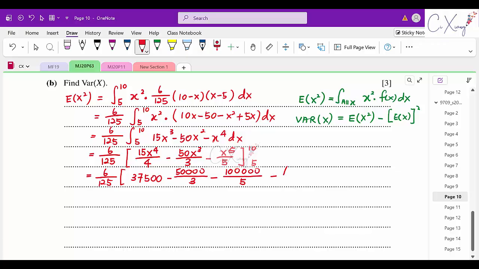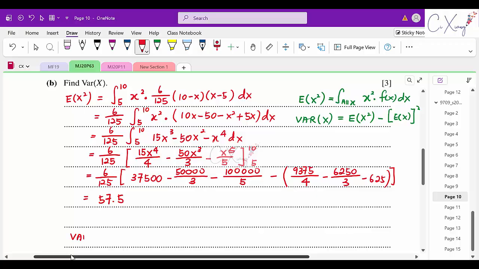Okay, then now I want to substitute the value 5. So minus, substitute the value 5 inside here. First term is 9375 over 4. Second term is 6250 over 3. And also minus 625. Then you press the calculator. Make sure you don't make any careless mistake. Double check every time. Then you get 57.5. And please don't be happy too early, because this is not the final answer for variance yet. It is just the value for the expected value of x squared.